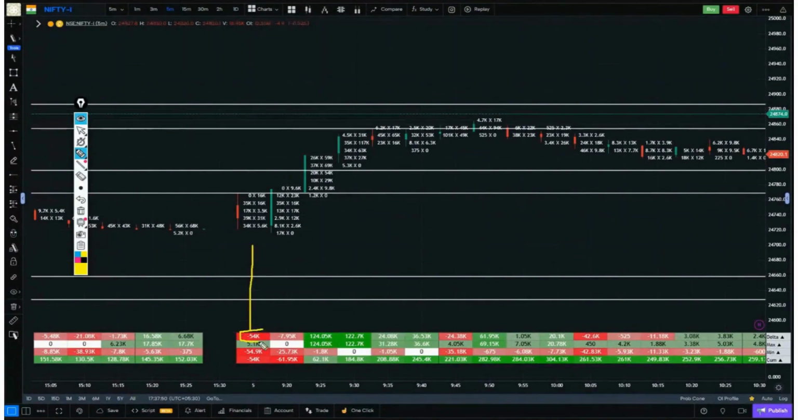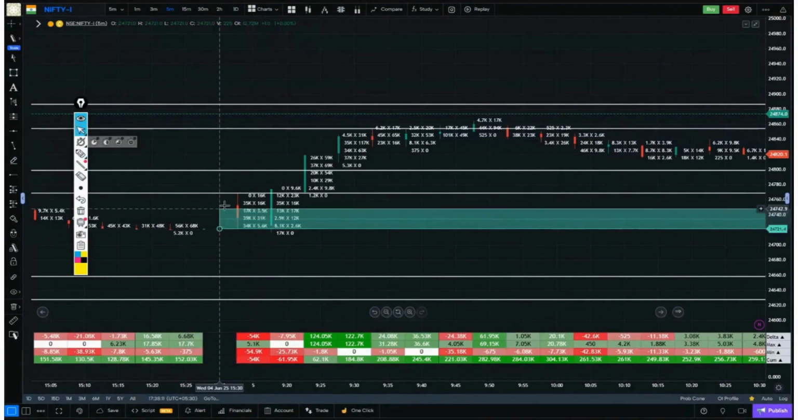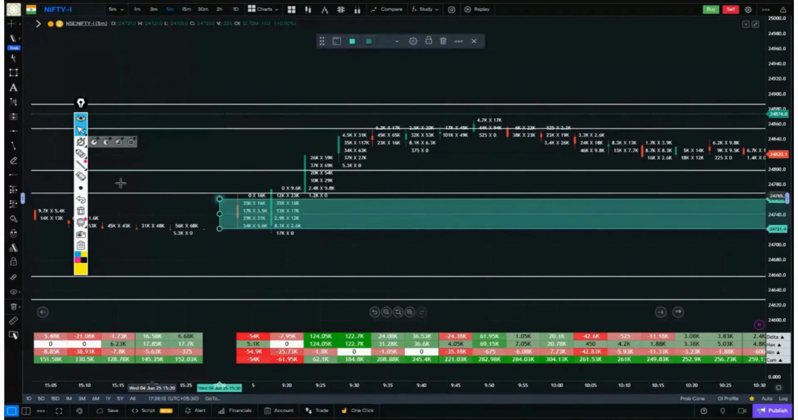What did the delta indicate? There are quite a lot of sellers. Inside this candle, there are more sellers. Which side is the seller's side? The left side. The seller's side moved, and we saw the zone where the maximum selling took place. Look at this at 39, 35, and 34. Okay. So, inside that first candle, this is the spot where the most selling happened.